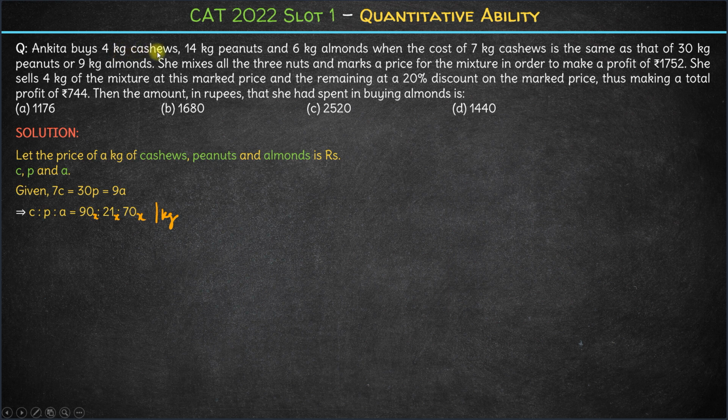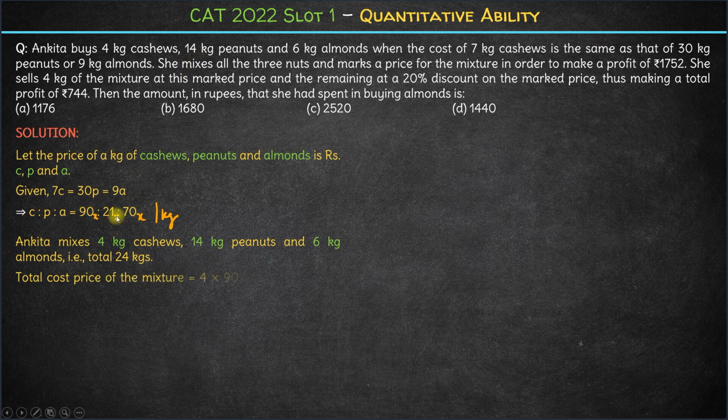So she bought 4 kgs of cashews and 14 kgs of peanuts and 6 kgs of almonds. So the total cost will be 4 kgs of cashews at a cost of 90x. So 4 into 90x plus 14 kg of peanuts at a cost of 21x. So 14 into 21x plus 6 kg of almonds at 70x. So 6 into 70x. So the total cost will be 4 into 90x plus 14 into 21x plus 6 into 70x. Okay. So the total cost comes out to be 1074x.